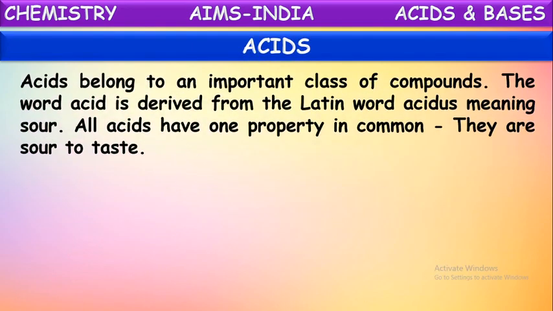Acids belong to an important class of compounds. The word acid is derived from the Latin word acidus, which means sour. We said these food items are sour in taste because of the presence of acids like citric acid and ascorbic acid. So the taste of acids is sour. As these acids are present in the food items, these food items also taste sour.